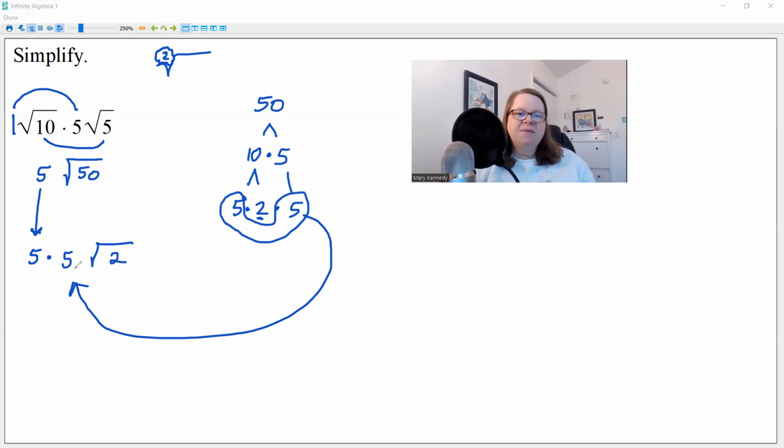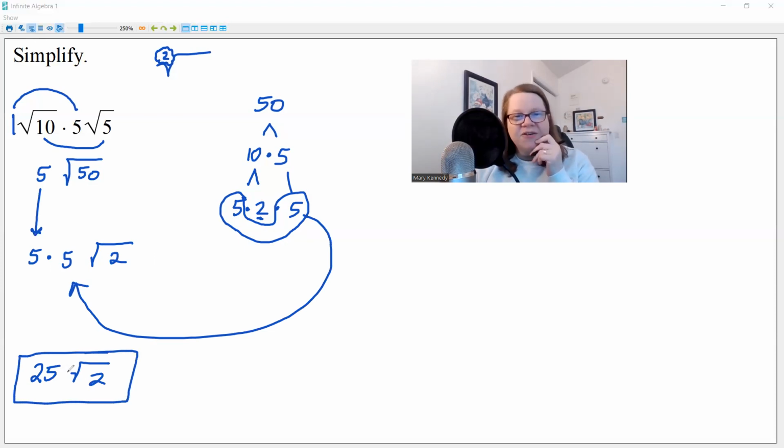And so 5 times 5 is 25. And the square root of 2 stays underneath the radical. And so 25 times the square root of 2 is the simplified version.